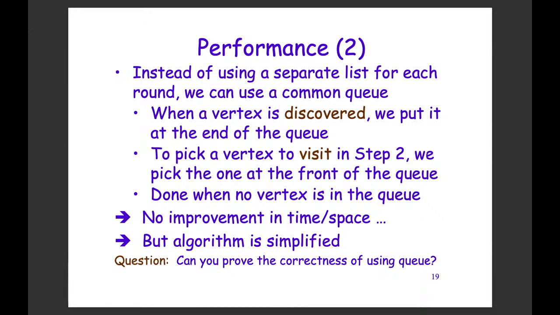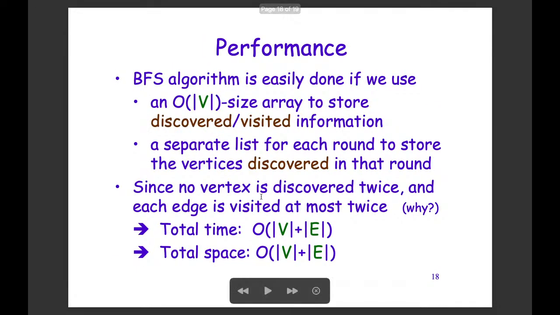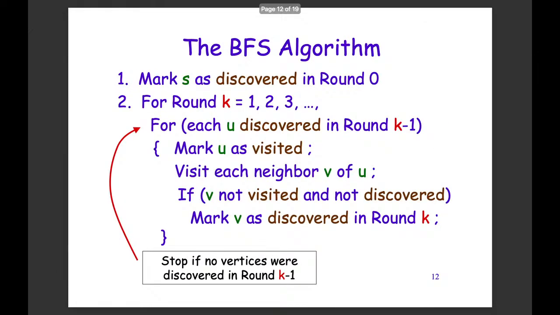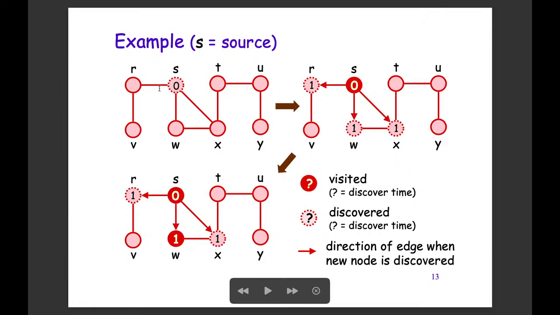And then for the time analysis, this algorithm just needs to do some marking of the vertices, putting the vertex on the queue, and checking the neighbors of it. We will see that the total time is actually V plus E, because if you look at this algorithm from the start, each edge is only checked twice. The first time it is checked is when S is being visited, and the second time is when R is visited.